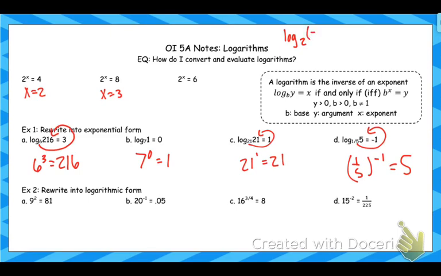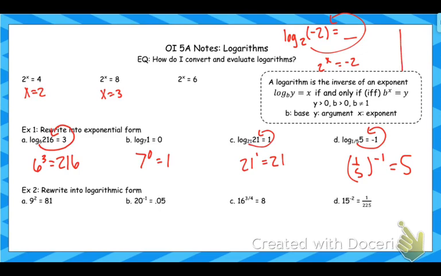Let's say negative 2 is equal to log base 2 of something. Well, if I were to rewrite that in exponential form, 2 to the something power is equal to negative 2. Well, that's not possible. I can't raise 2 to any exponent and get a negative number out of it. Even a negative exponent doesn't make the number negative. A negative exponent makes it a fraction.